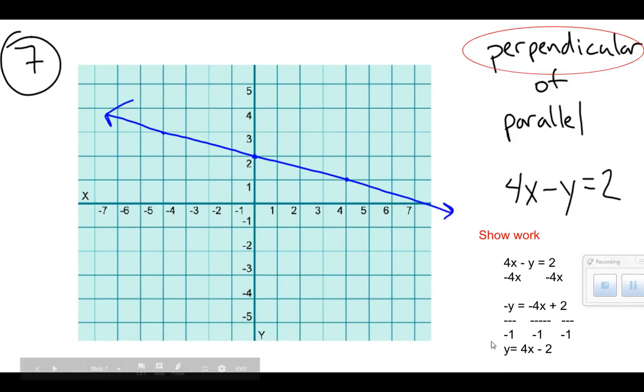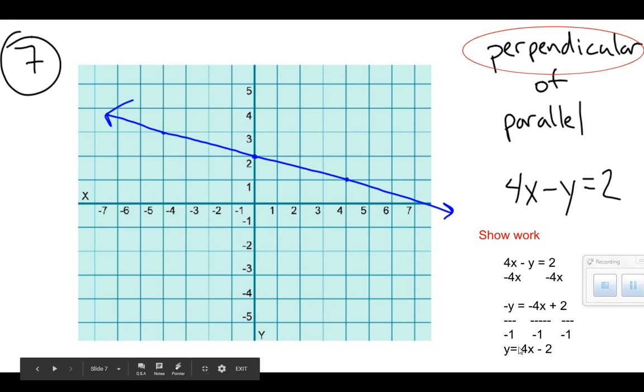Last one. This one asks if it's perpendicular or parallel. So for this one, when I divide, I get 4x minus y equals negative 2. Divide everything by negative 1. That gives me positive y, positive 4x, negative 2. This one has a slope of negative 1/4. If I take negative 1/4 and flip it and make it positive, that becomes 4 over 1. So yes, that is a perpendicular line.